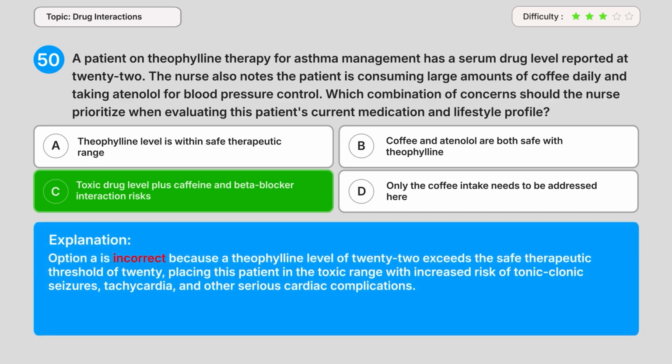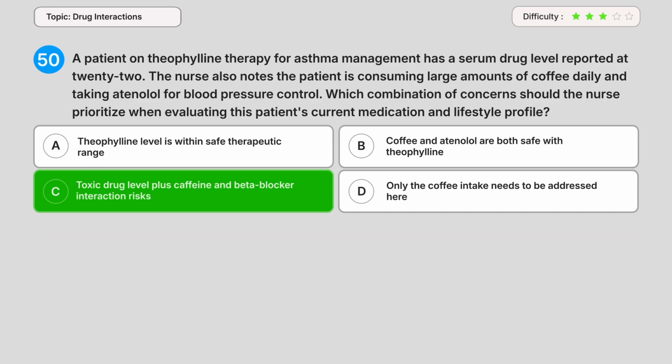Option A is incorrect because a theophylline level of 22 exceeds the safe therapeutic threshold of 20, placing this patient in the toxic range with increased risk of tonic-clonic seizures, tachycardia, and other serious cardiac complications.